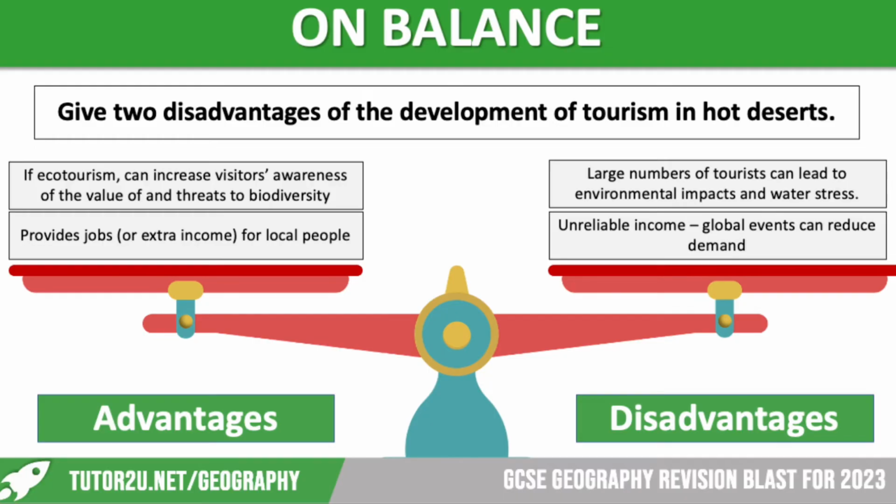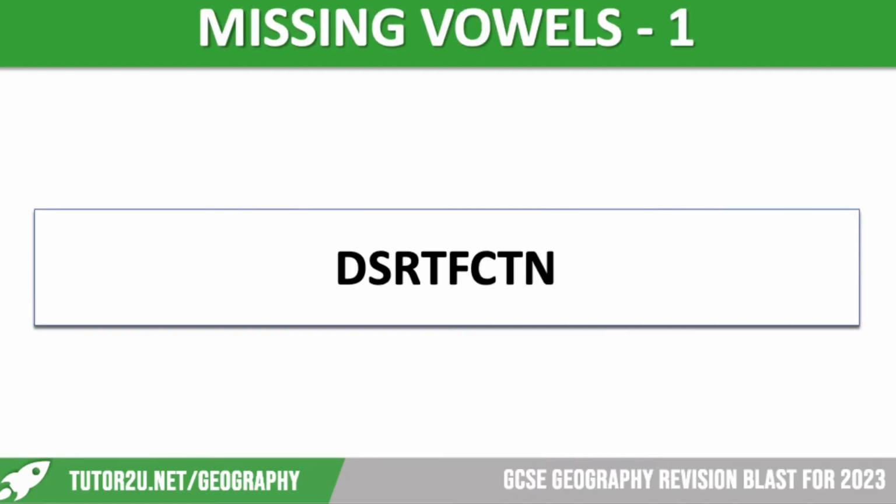So a really good example of that is obviously the COVID pandemic. Let's move on to our next activity. This time we're going to do missing vowels. So it's a bit like an anagram, but this time rather than having the letters jumbled up, we've just removed the vowels.